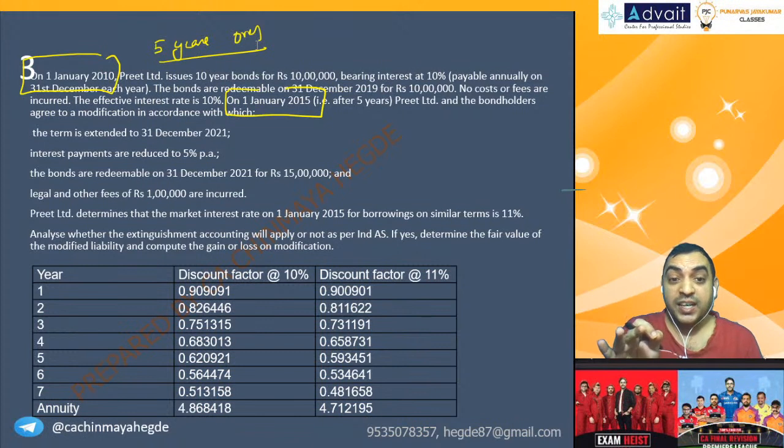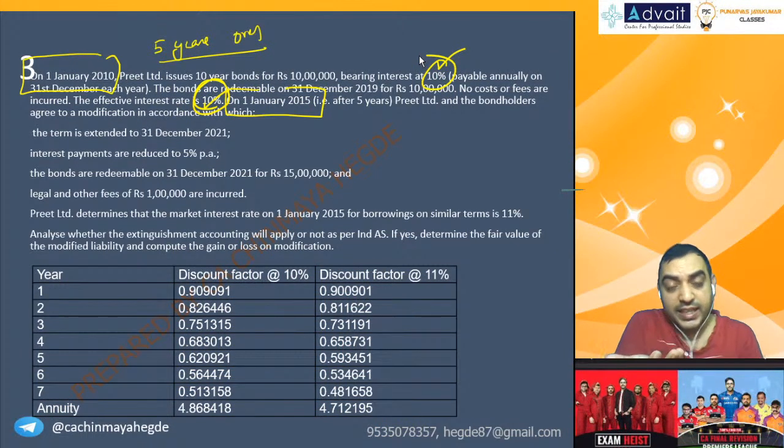10 lakh was the carrying amount on 1st Jan 2010, but it will be the carrying amount on 1st Jan 2015 as well. Why? Because the coupon rate is 10% and the effective interest rate is also 10%. The coupon you add is 10%, the financial charges you add is 10%, and the cash flow coupon you subtract is also 10%. 10 lakh plus 10% on account of financial charges, being effective interest rate, minus coupon, which is again 10%.